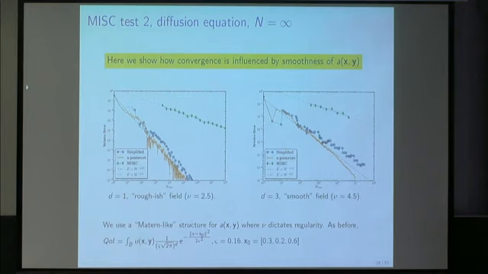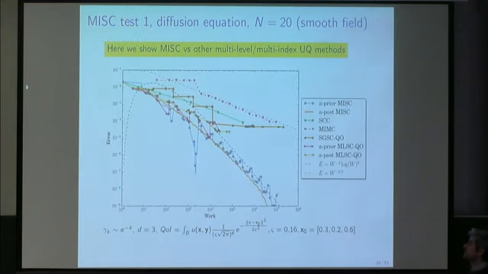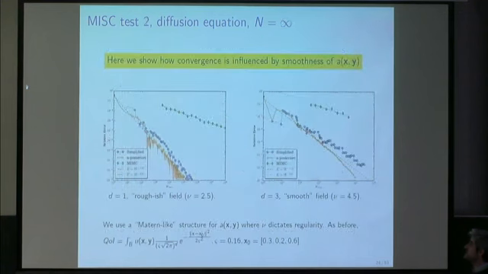This is a different test where we have now an infinite number of random variables. So before it was just 20 random variables and a three-dimensional problem in space. Now it's again a three-dimensional problem in space, but with an infinite number of random variables. And here we're focusing on the convergence with respect to the smoothness of the random field. Again, the predicted correct behavior is the one that we actually see.